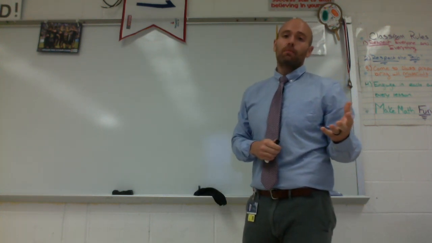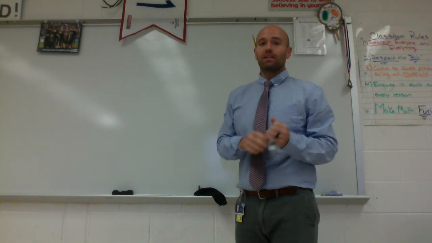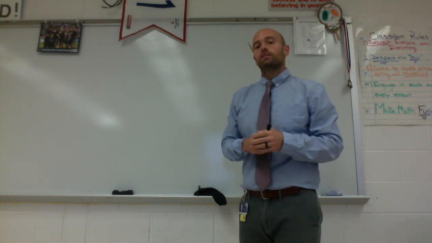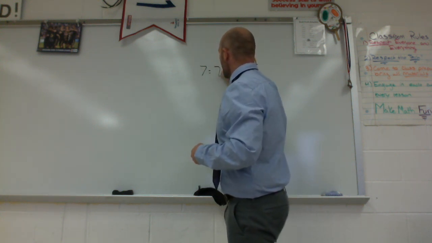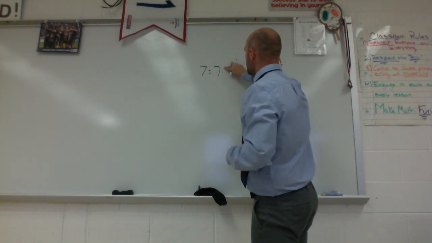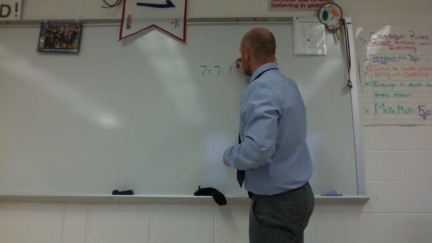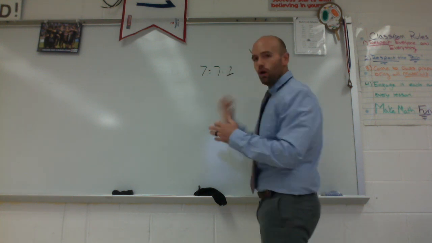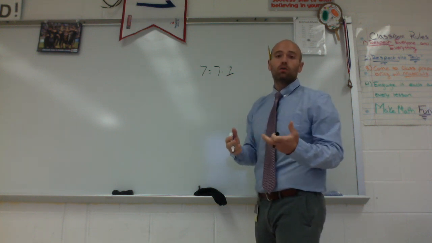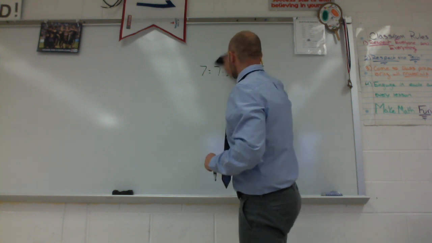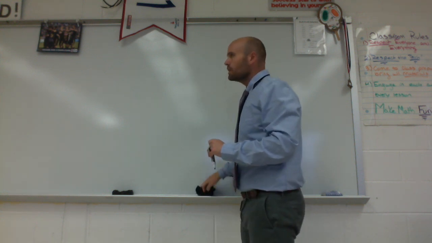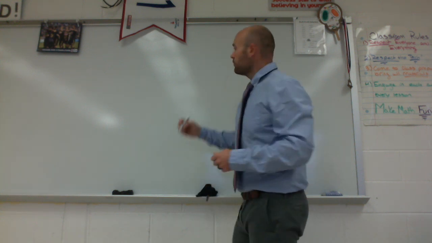So, prime numbers, the factors are only itself and 1. If we were to say, what's the factor pair of 7? Well, the factors of 7 are only 7 times 1. That's the only combination that I can multiply to get 7. There's no other possibilities.